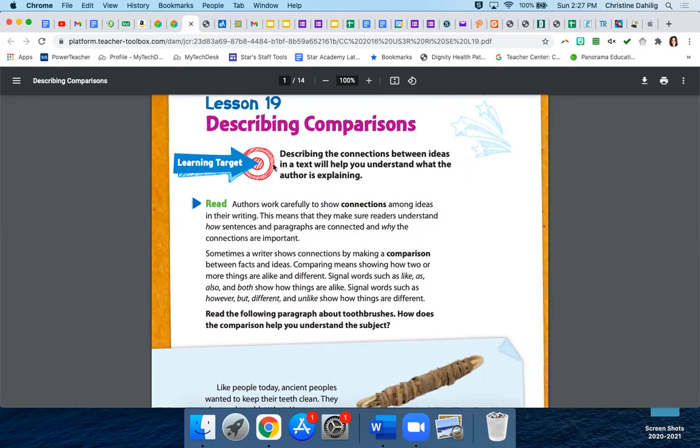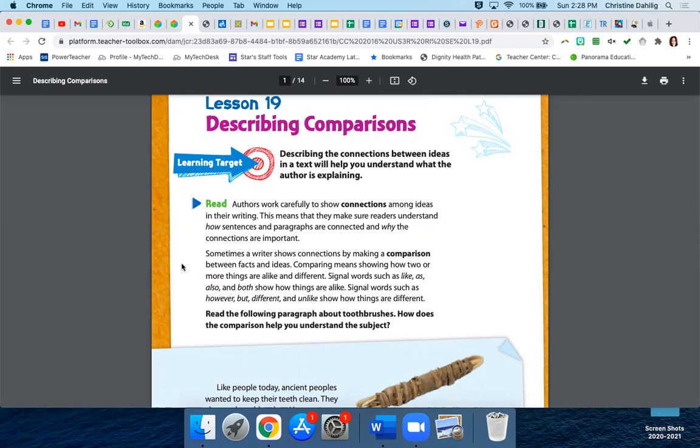And so let's keep moving on to the green read section here, and it says, authors work carefully to show connections among ideas in their writing. This means that they make sure readers understand how sentences and paragraphs are connected and why the connections are important. Sometimes a writer shows connections by making a comparison between facts and ideas. Comparing means showing how the two or more things are alike and different.